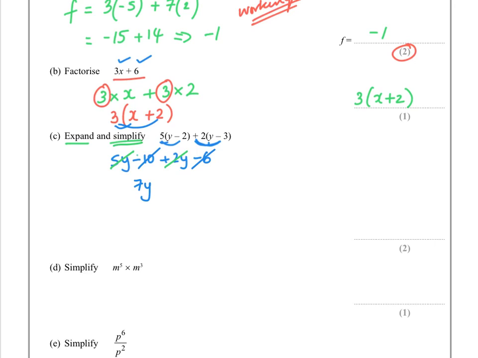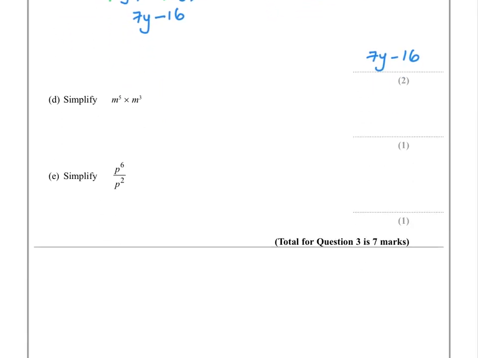Don't get confused thinking a minus and a minus make a plus in this instance, because you've got -10 and you're going back 6 spaces, so you want to be on -16. So you'd have 7y minus 16. The next one, you've got to simplify.